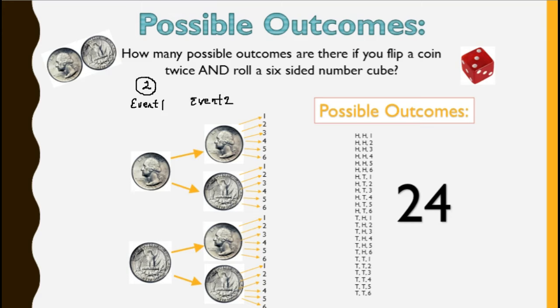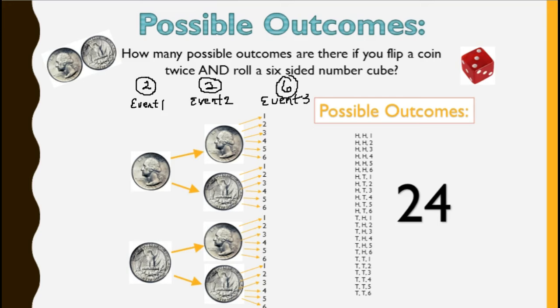And again, it's either going to be a head or a tail. So there's 2 possible outcomes. And my third event is rolling a number cube. And there's 6 sides to that number cube, so there's 6 possible outcomes.